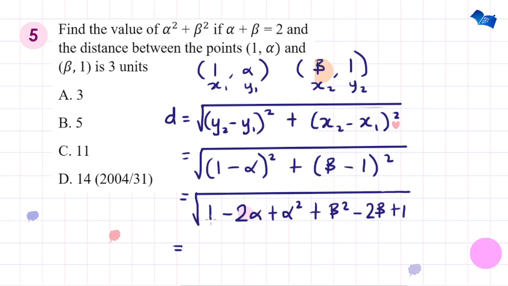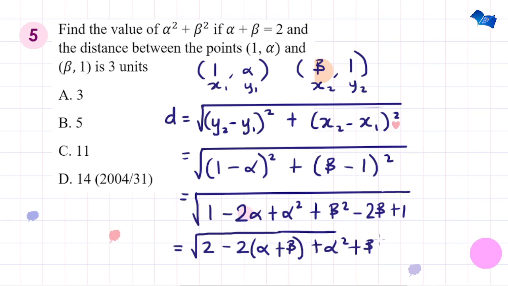like terms, the things that can add. This 1 plus 1 is 2. 1 plus 1 is 2. Then what else can add? Let me bring minus 2 alpha minus 2 beta together. Minus 2. Since both of them have minus 2, I can quickly just factorize that. So we have alpha plus beta, right? Then plus alpha squared beta squared.